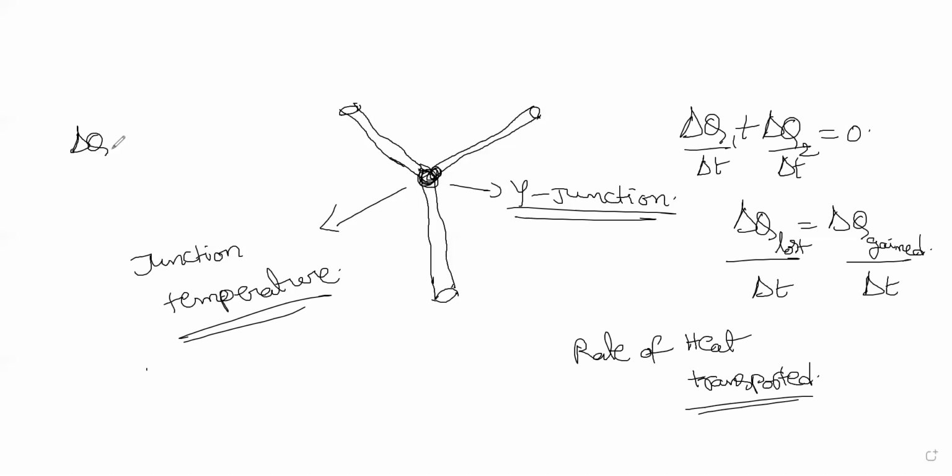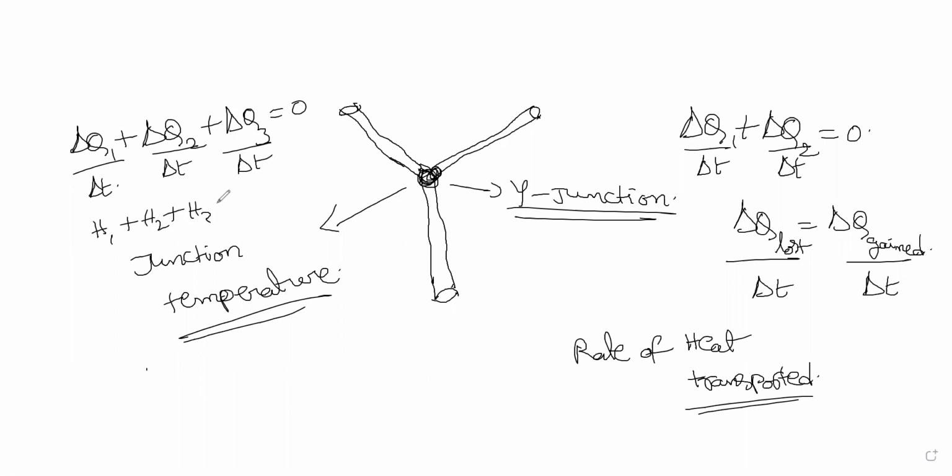Now in the case of three rods, what will we write? It's like delta Q1 plus delta Q2 plus delta Q3 is equal to 0. That's for the calorimetry. When you divide the entire thing with the time, I will call this H1 plus H2 plus H3 is equal to 0. This is how we set up the equations for the Y junction type. Heat loss equals heat gain. When we solve the problem, you will understand how to solve this. So please make a note of this. This is the basic idea on which we'll work.